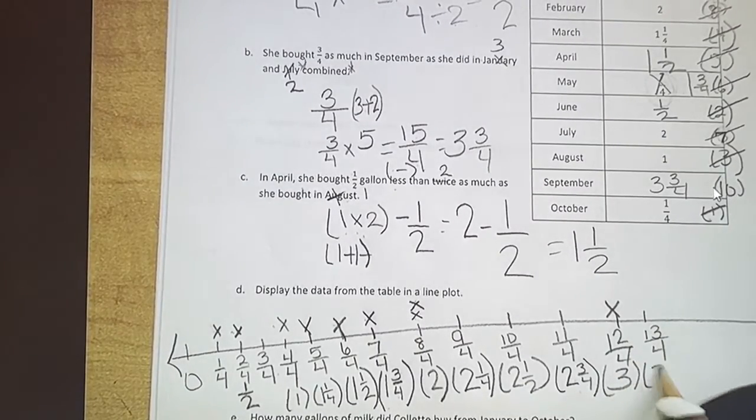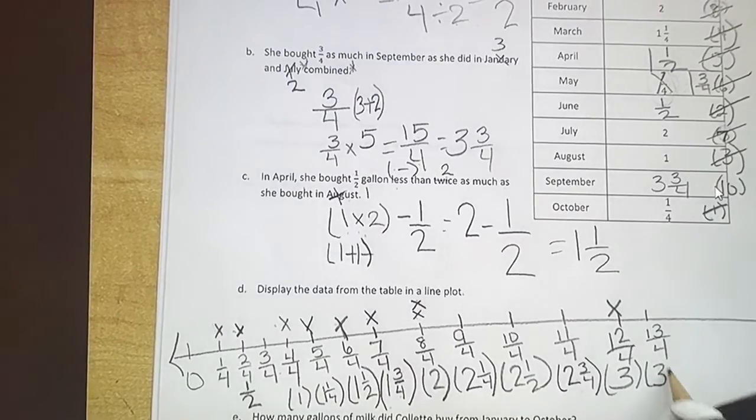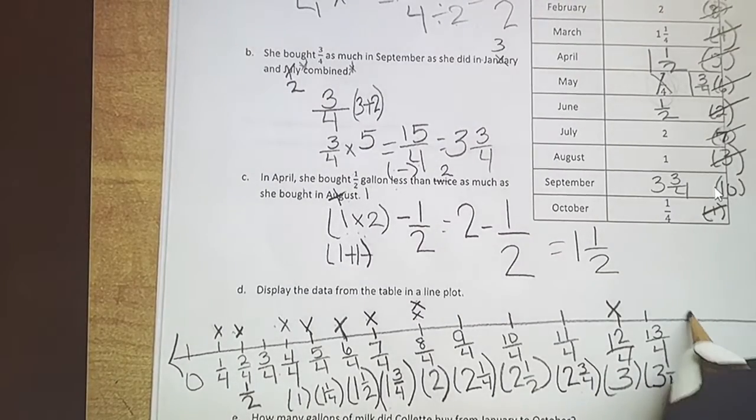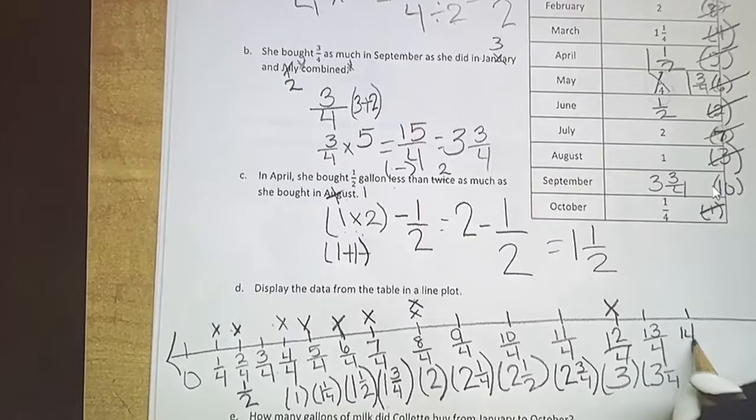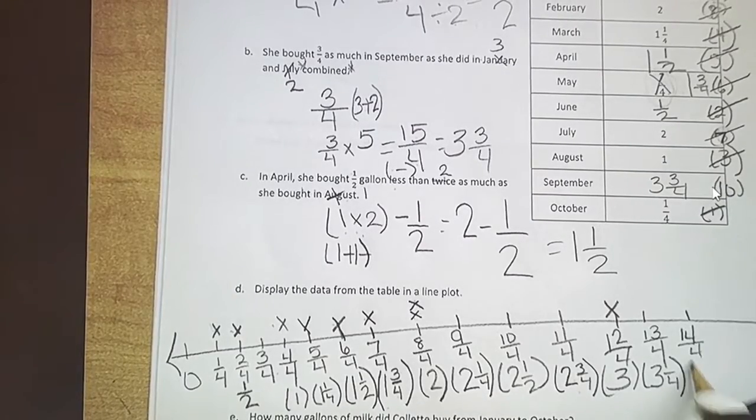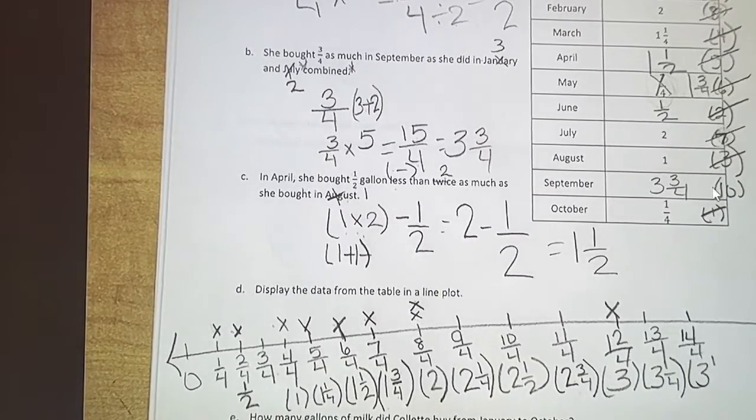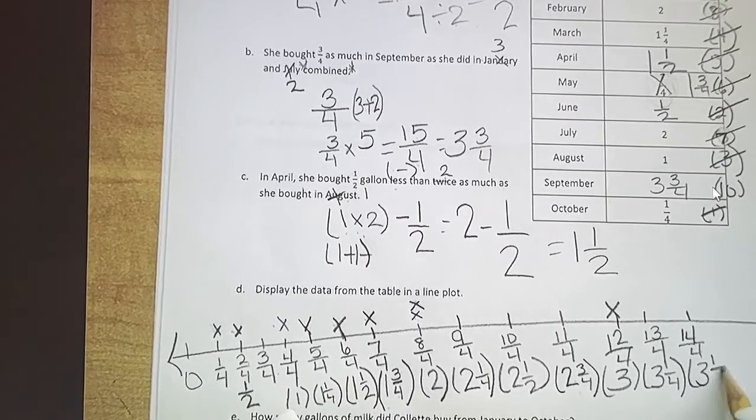This is 3 of what? 3 of 1/4. Great. Y'all are getting better at these number lines. 14/4s is what? 3 and 2/4s, I'll go for that. Or 3 and what? 1/2. Good. Simplest form.